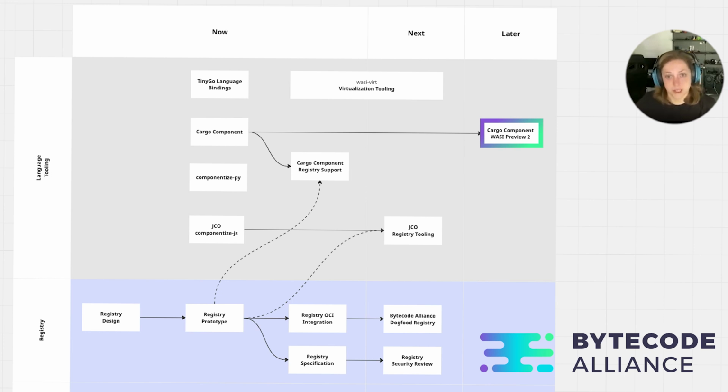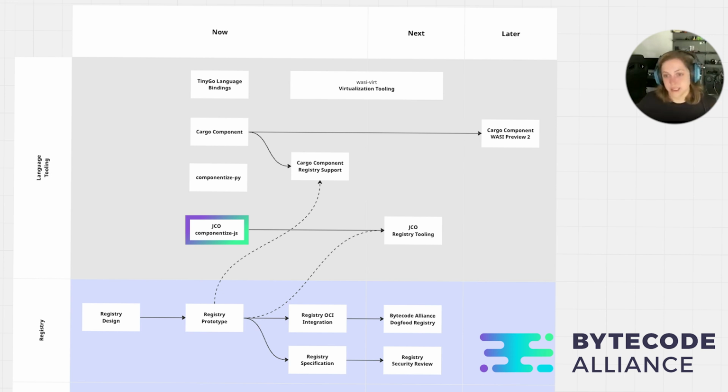We also have TinyGo language bindings, but we don't yet have a componentized style tool like we do for our componentized Py and componentized JS. JCo is a tool that wraps componentized JS and other ecosystem tools very similar to how Cargo Component works, in that this is something that's designed to feel native to that language ecosystem.